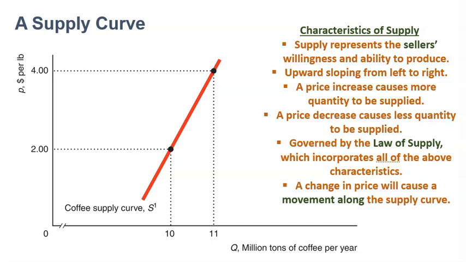A change in price will cause a movement along the supply curve. The same thing holds for the supply curve, as previously discussed for the shape of the demand curve. Although it is demonstrated here in this graphic as a straight line, it may be nonlinear. Also, movement along the supply curve is solely determined by any changes in the product price alone.